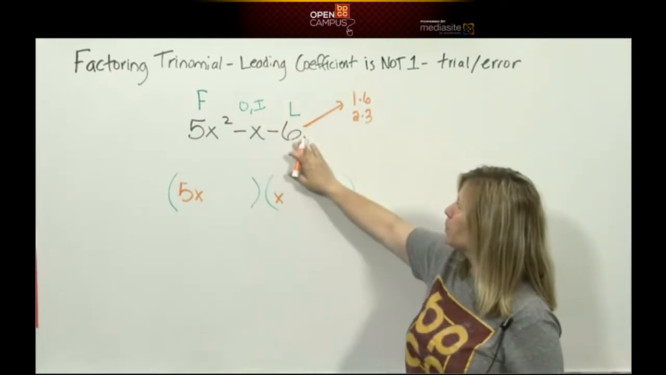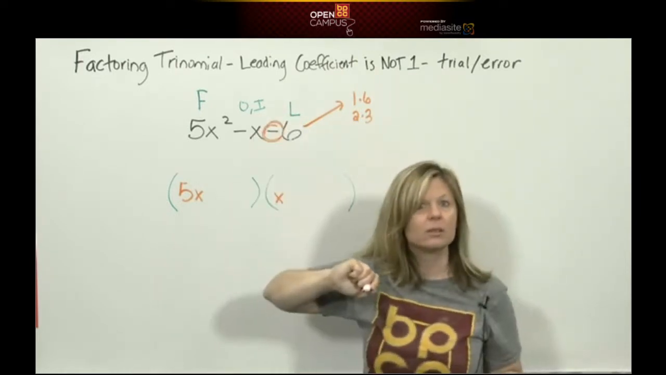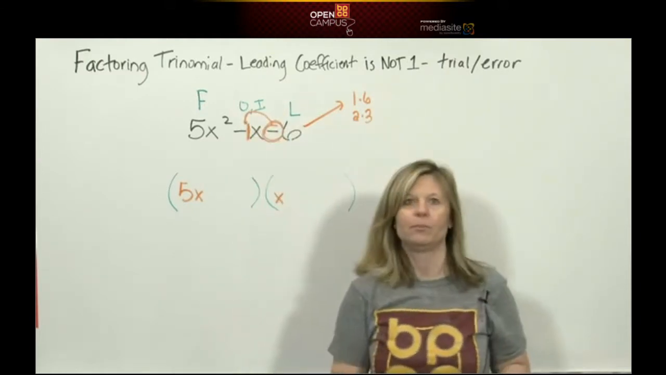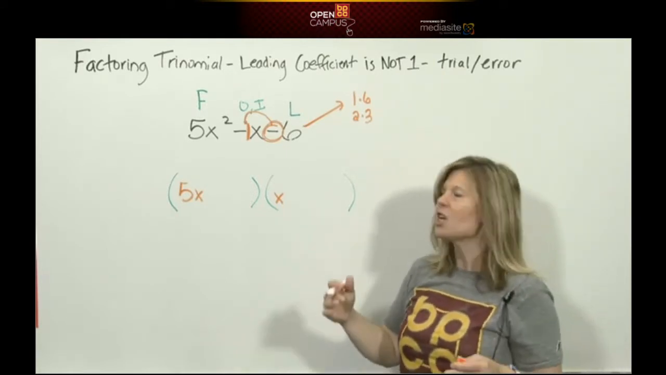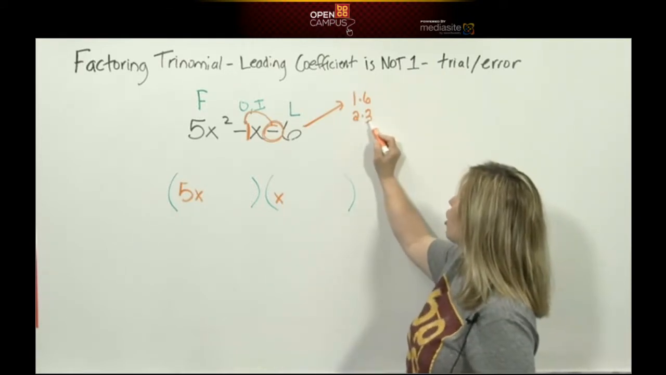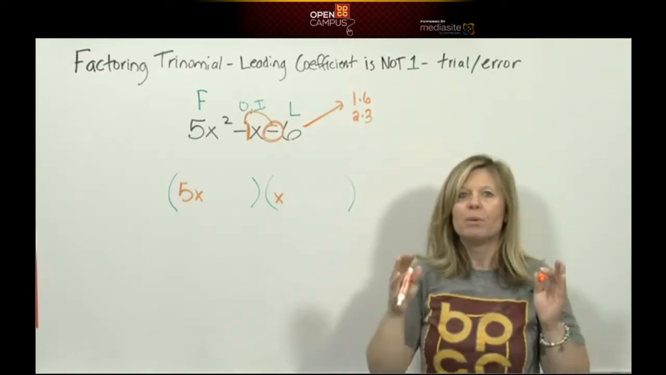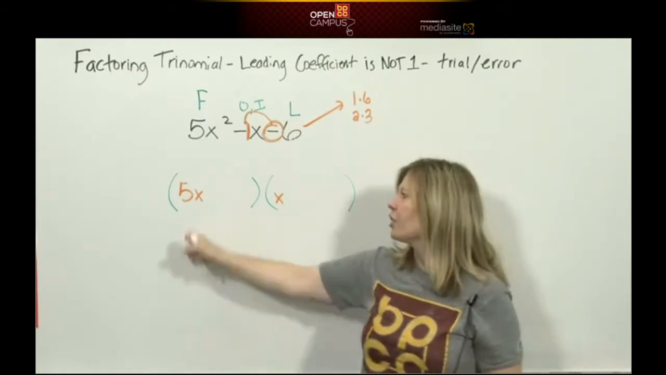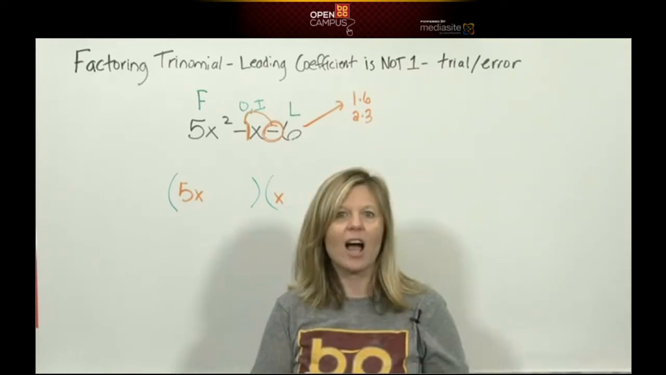I want to multiply to 6, and I want to subtract to whatever this coefficient is in front, which is negative 1. All right? Now, here's the problem. Most of us would look and say, oh, 2 and 3 are going to subtract to negative 1, and stick the 2 and 3 in there. But the difference today is this is just not x times x. There's a 5 in front. So that's why we're going to call this trial and error.